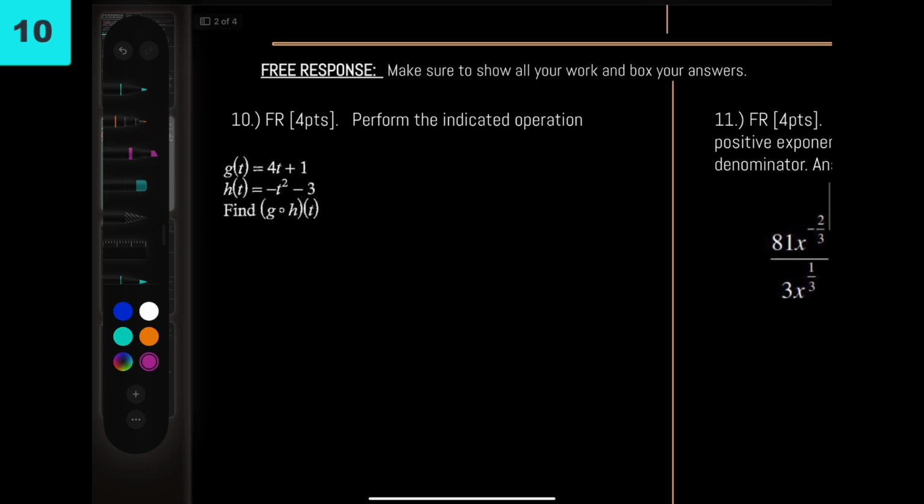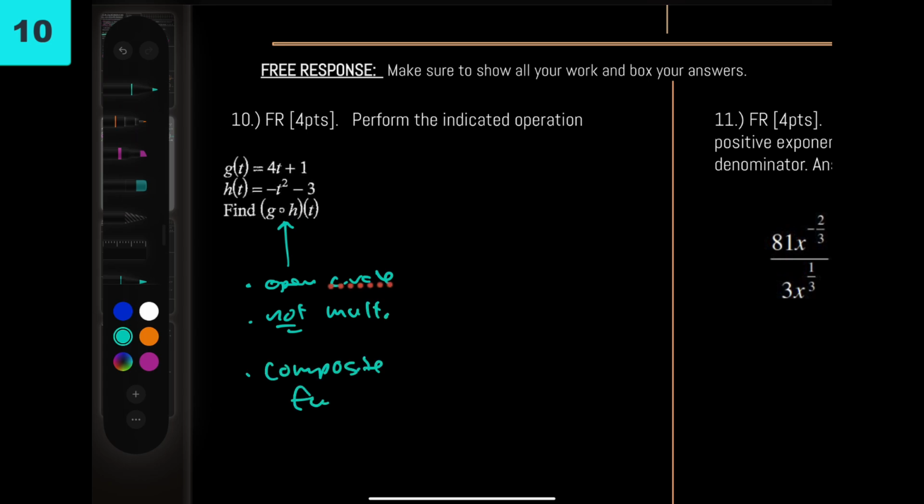Okay, number 10. Perform the indicated operation. I do want to point out that that is an open circle, which means it's not multiplication. It's composite functions. Composite function basically means g of h of t. That's what it means. So you're putting an h into g. So my trick is write g first. I wrote capital T's.